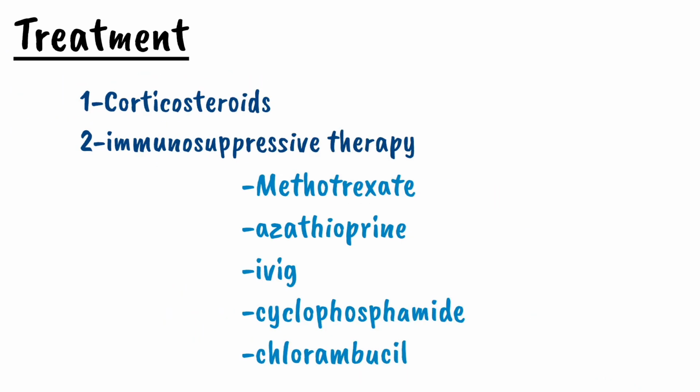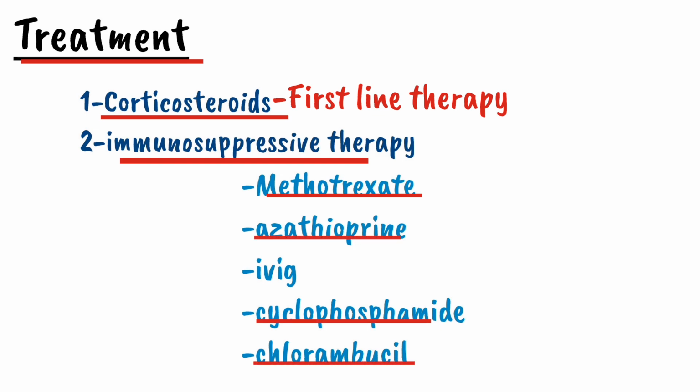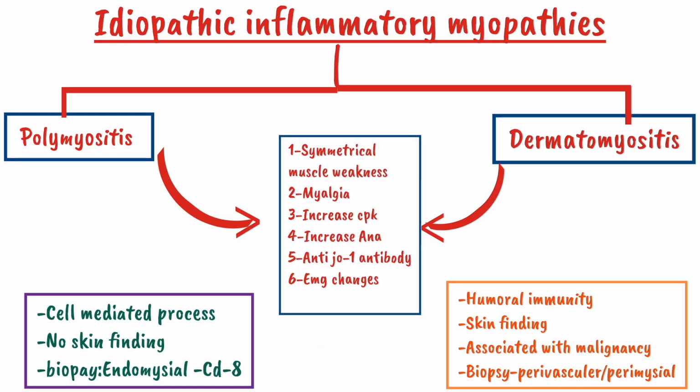Now let's come toward the treatment of dermatomyositis and polymyositis, that is, how we will treat a patient. Corticosteroid is the first line therapy for the treatment of dermatomyositis and polymyositis. If the patient is not responding to corticosteroid, we replace the corticosteroid with an immunosuppressive agent. The most commonly used immunosuppressive agents are methotrexate, azathioprine, cyclophosphamide, and chlorambucil. Along with that, we can also use IVIG, IV immunoglobulin. So it was all about the treatment of dermatomyositis and polymyositis.